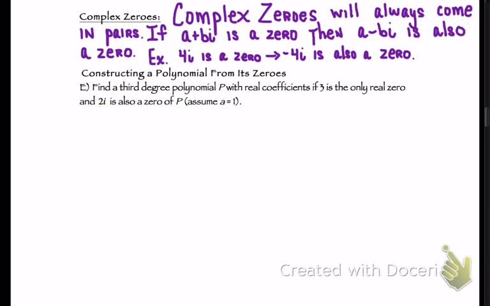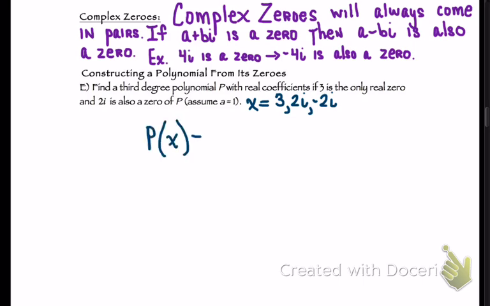Well, if I know that, here's what I'm thinking. Positive 3, positive 2i, and also negative 2i need to be zeros. Remember, they come in pairs, right? 2i, negative 2i. Guess what? 1, 2, 3. I said it was going to be a third degree, so there better be 3 of those. There are 3 of them, so it looks like I'm good to go. So think about it. If those are the zeros, what will be the factors?